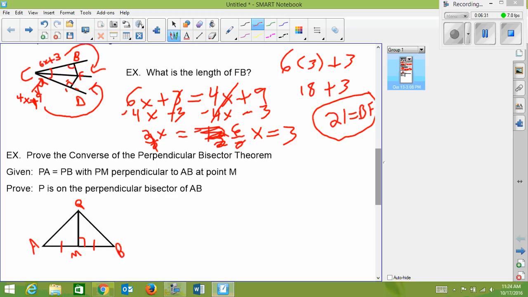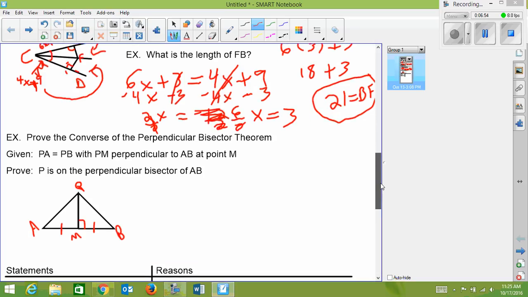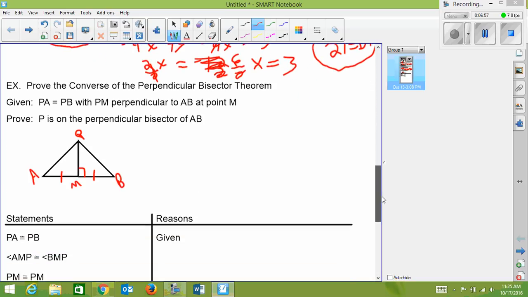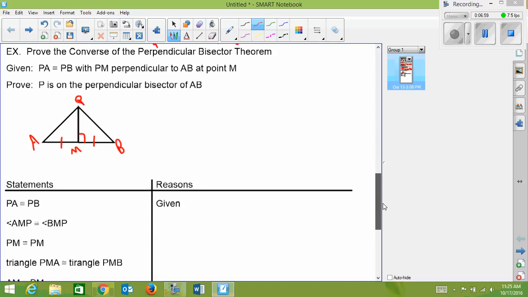So the last thing that I have here is to prove the converse of the perpendicular bisector theorem. The given information is that PA equals PB, with PM being perpendicular to AB at point M, and I have drawn the picture right here to go with it. And then I want to prove that P is on the perpendicular bisector of AB. So let's bring this down here.